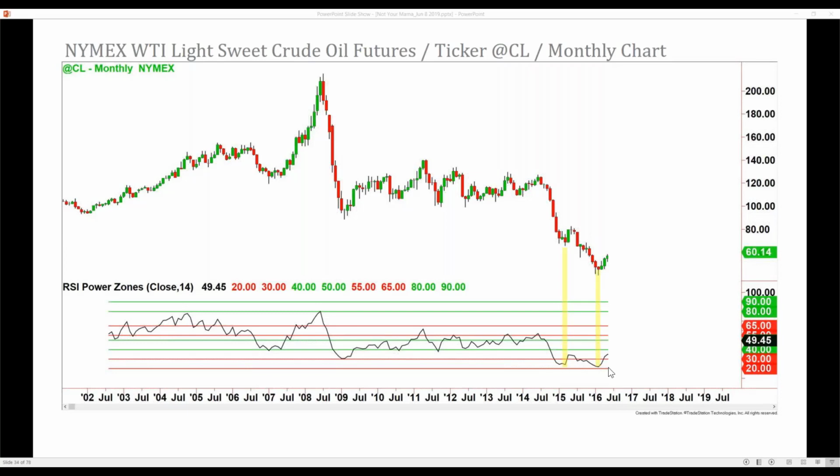Okay, so looking at this whole zone really helps. Now keep in mind, RSI can move from 0 to 100. It's not limited even to the power zones. But by using the power zones, you're using more of the 0 to 100 landscape.